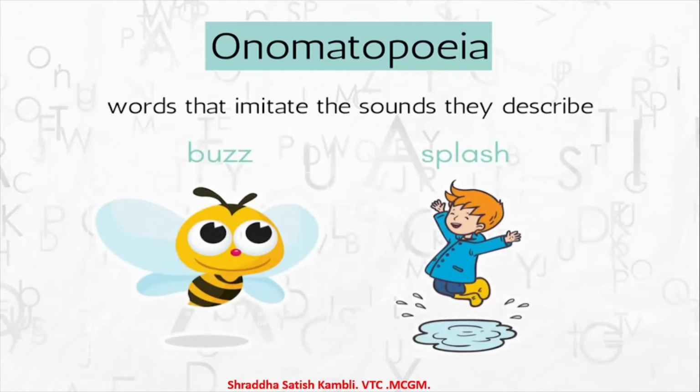So see, buzz. What is buzz? Buzz is the sound that a bee makes, and the sound also sounds like buzz. When the bee comes close to your ears and it moves around, what sound do you hear? You hear the sound buzz. So the word buzz is an example of onomatopoeia. Splash is an example of onomatopoeia. When you jump into a puddle of water, what is the sound which comes out? Splash. Okay, so that is an example of onomatopoeia.